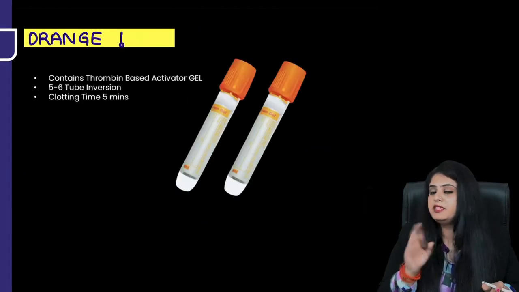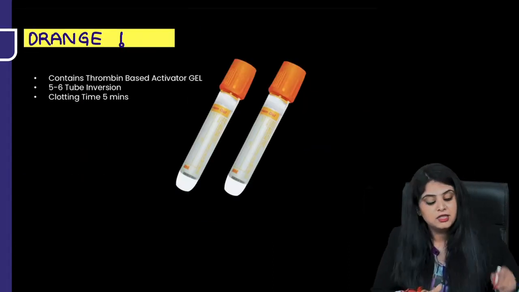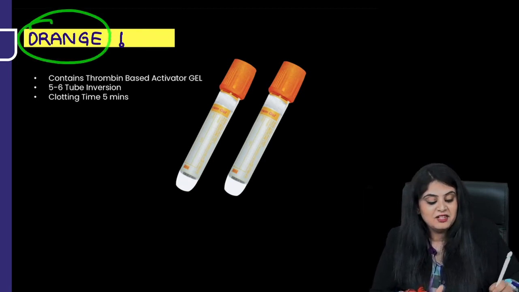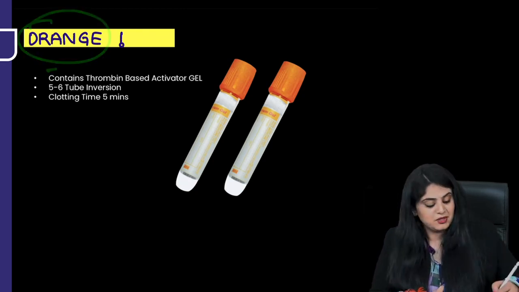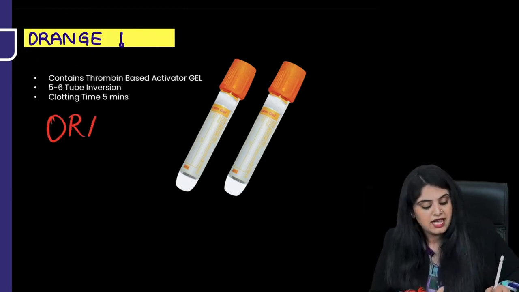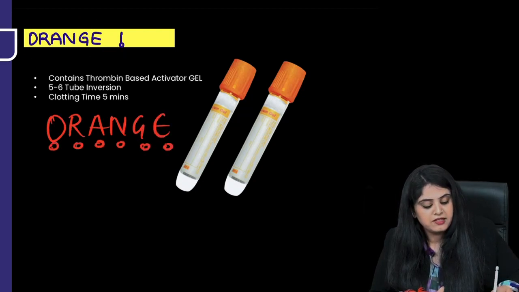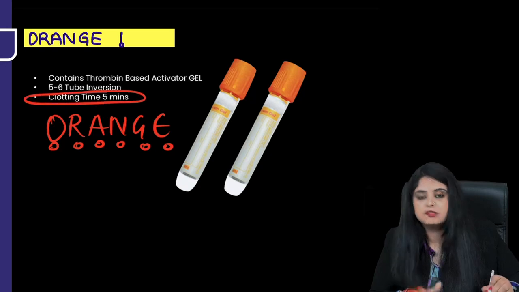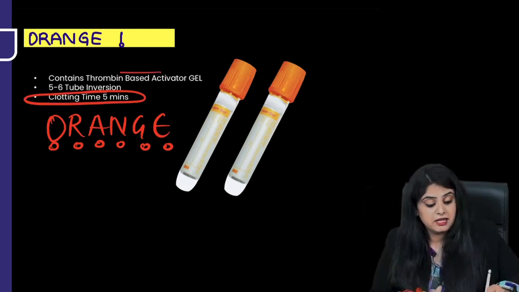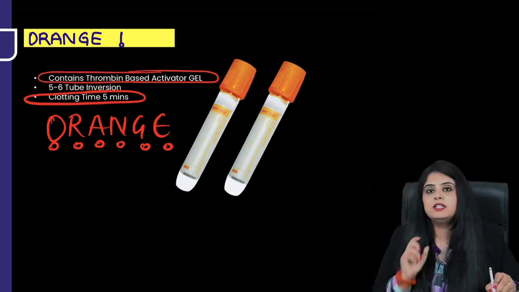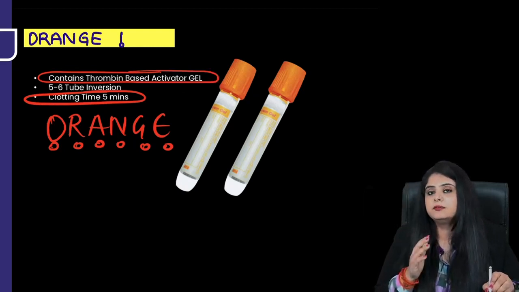I have 5 minutes. Please blood ko 5 minutes mein clot kar do. I say, okay. Then I will use the orange Vacutainer, because orange mein, if I count the alphabets in orange, it has roughly 6 alphabets. So I will need approximately 5 to 6 minutes for clotting. It has a very important gel, thrombin gel, that can clot the blood in 6 minutes also.